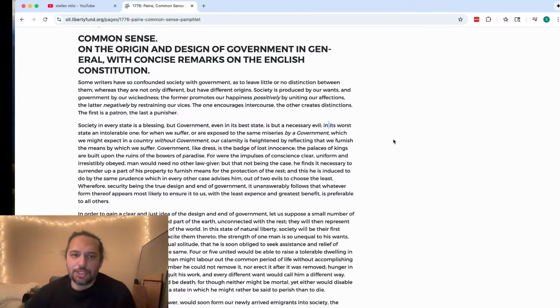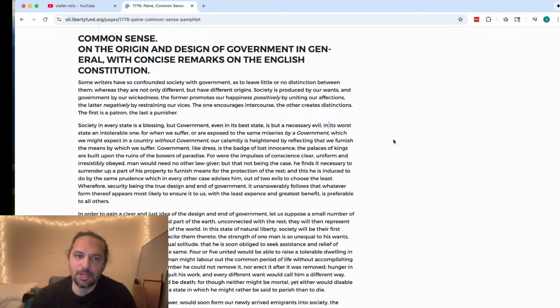"Some writers have so confounded society with government as to leave little or no distinction between them, whereas they are not only different, but have different origins. Society is produced by our wants, and government is produced by our wickedness." Okay? Society is produced by our wants, and government is produced by our wickedness.